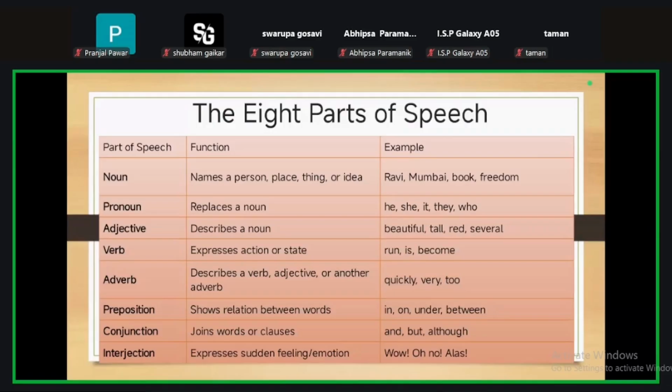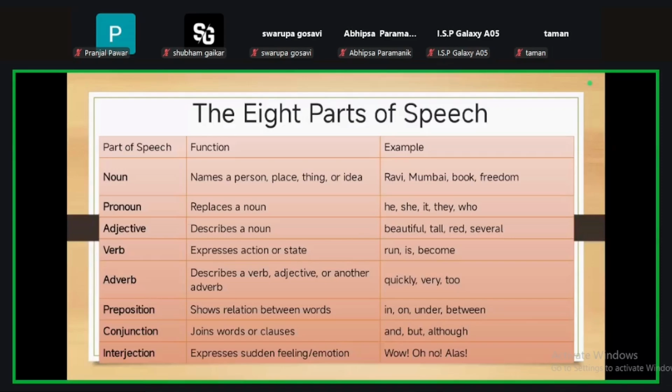I am not going to go into details right now because I want to jump to looking at the topics and trying to cover and finish them. So this particular table is for you to understand the difference between one and the other, where, for instance, the function is most important. What does a pronoun do? It replaces a noun. It is used instead of a noun.